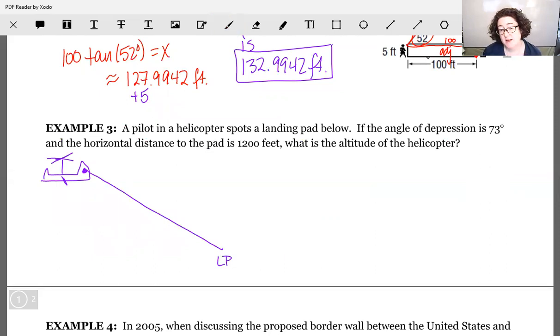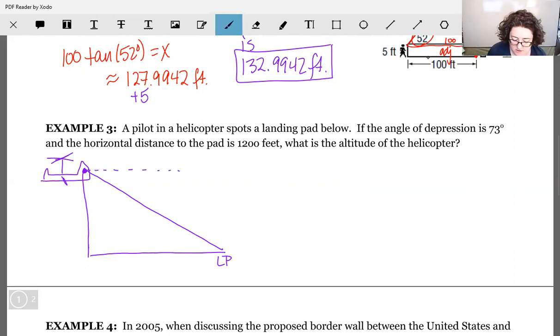And so I can actually go ahead and create a right triangle by going straight down and straight over. Okay, let's reread. The pilot in a helicopter spots a landing pad below. The angle of depression is 73 degrees. So if you imagine somebody in the helicopter, they have to angle their vision down, and they're saying this is by 73 degrees. So if they looked straight out versus angling their vision down, they have 73 degrees.